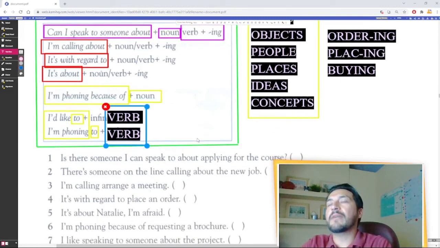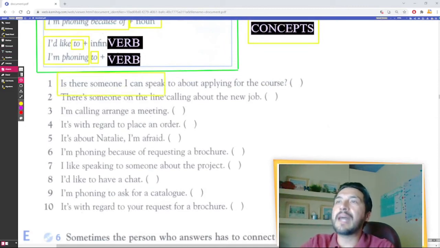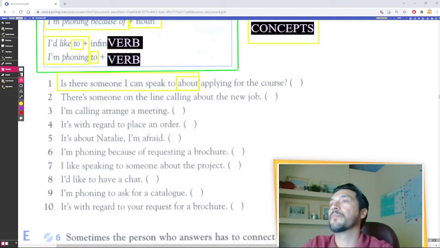So now you tell me if this is correct. Let's look. The phrase would be, is there someone I can speak to about applying for the course? About verb ing. So that's correct. There's someone on the line calling about the new job. About the new job. That's a noun, the new job. So that is correct.